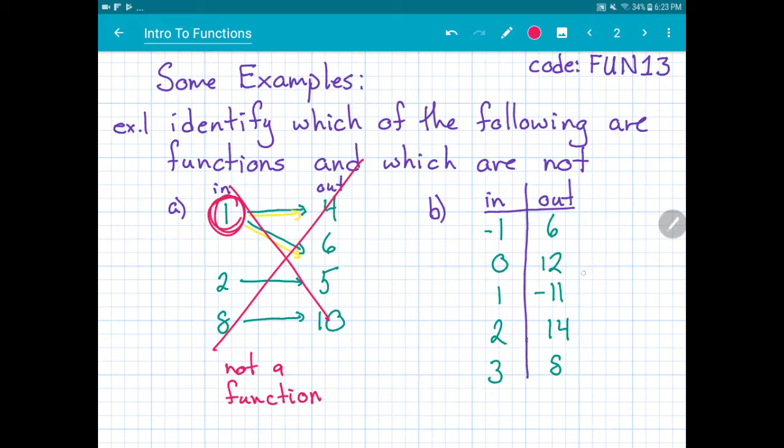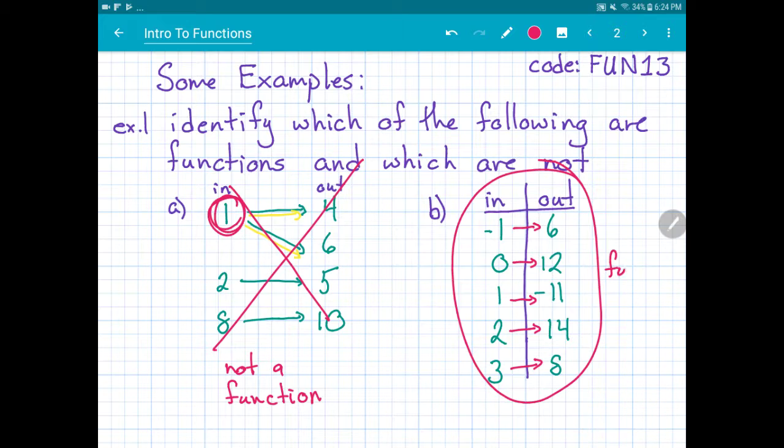So when we look over here at this one, when you feed in a -1, it always gives you 6. And when you feed in a 0, it always gives you 12. And when you feed in a 1, it always gives you -11. When you feed in a 2, it always gives you 14. And when you feed in a 3, it always gives you 8. This is predictable, right? And even though we can't really come up with an easy rule for this, because each one of our allowable inputs gives us one output only, we call that a function. So this type of math machine always gives you a predictable outcome.